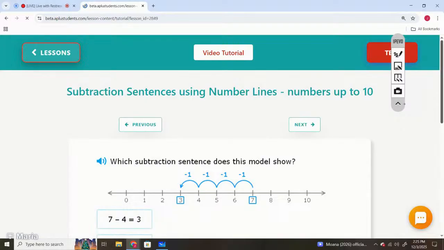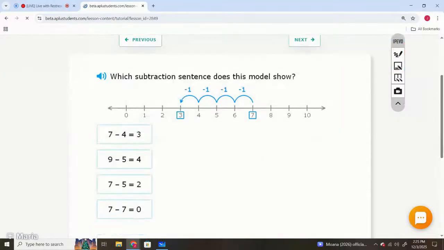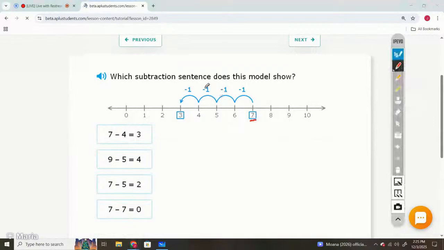Which subtraction sentence does this model show? So you have to start with 7. You need to count the ones. You go back one time, two time, three time, four time. That means you started with 7. You count back 4 and you end up on 3. So this is how you make the sentence from the model.